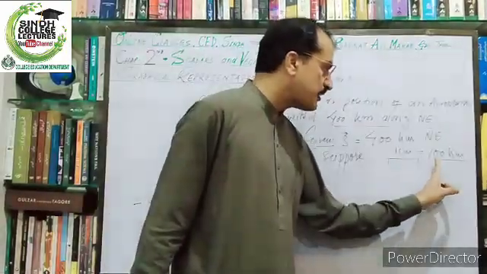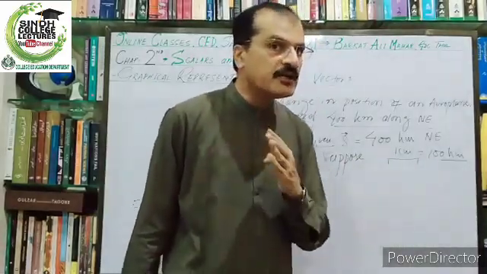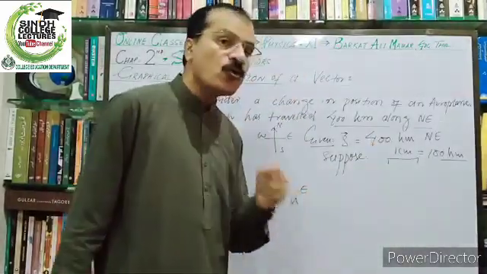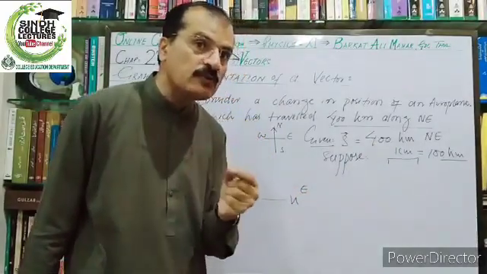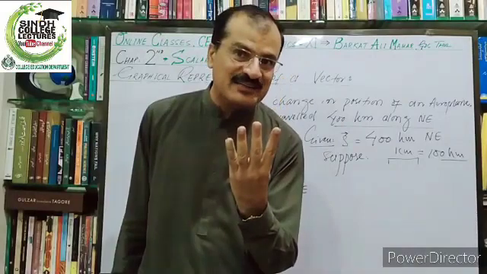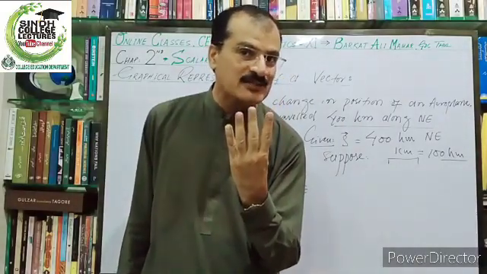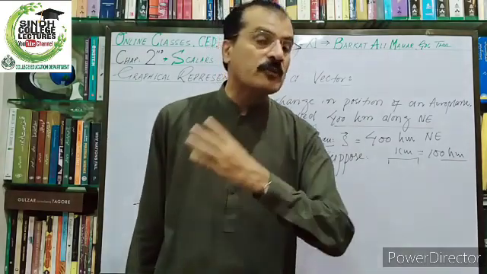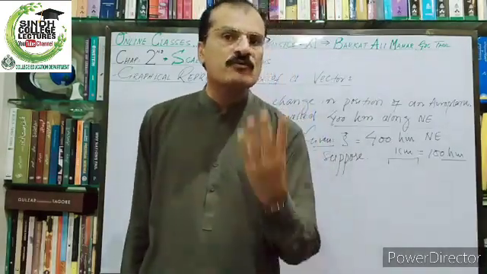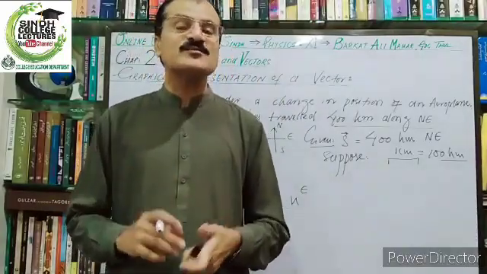I have considered that 100 kilometer is equal to 1 centimeter. It means 400 kilometers will be represented by only 4 centimeters. Yes, it's very simple. So now it becomes possible to represent the 400 kilometer with the help of only 4 centimeters. Yes, my dear sir.